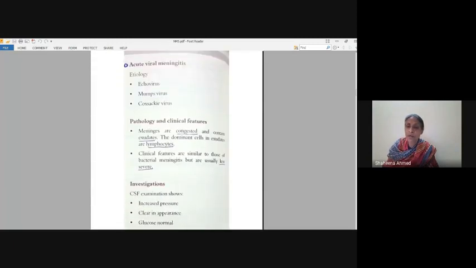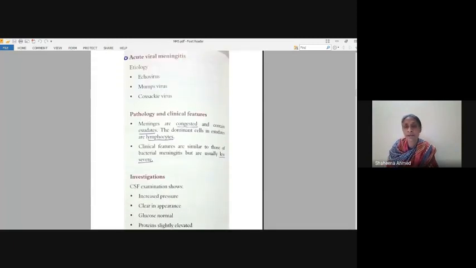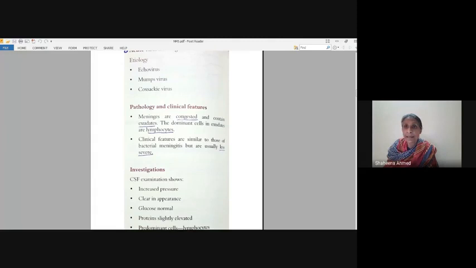Now we come to acute viral meningitis. The etiology is obviously viruses. The important ones are echovirus, mumps virus, and Coxsackie virus. Now the signs and symptoms are exactly the same as acute bacterial meningitis: the same general features, the same signs and symptoms of meningeal irritation, the same signs and symptoms of increased intracranial pressure. But they are going to be of a lesser intensity as compared to acute bacterial meningitis. So the virus shows the same signs and symptoms but in a much milder form.